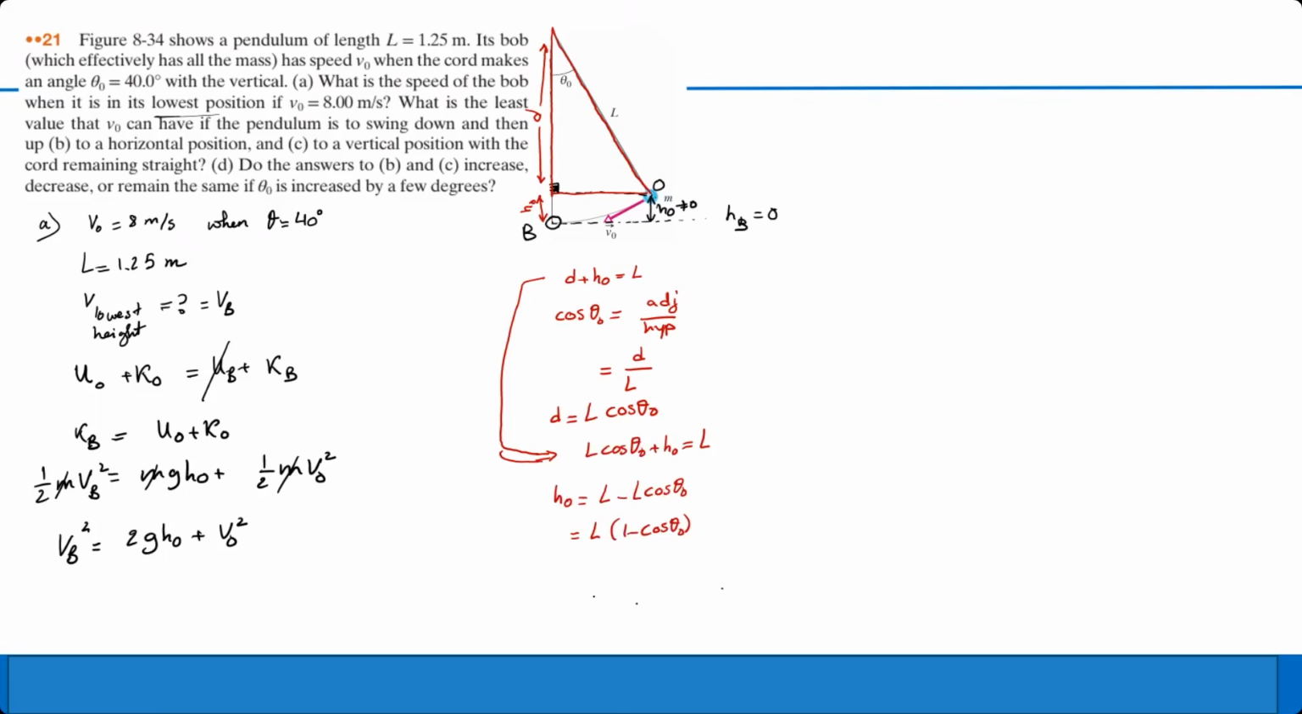We did this previously in another problem. It is common whenever you see a pendulum question and you're given the angle and you want to find the height of the pendulum, that's the way to go. So I'll find the height of the pendulum from the angle. L is 1.25 and theta 0 is 40. So I will solve here.